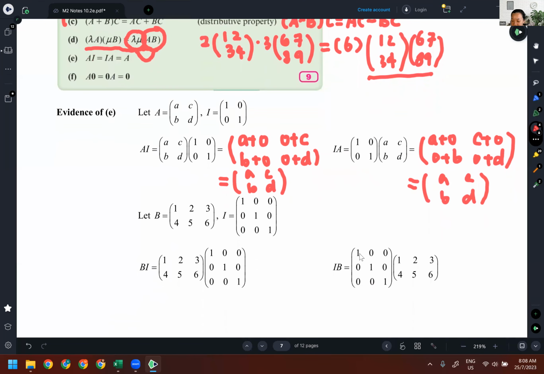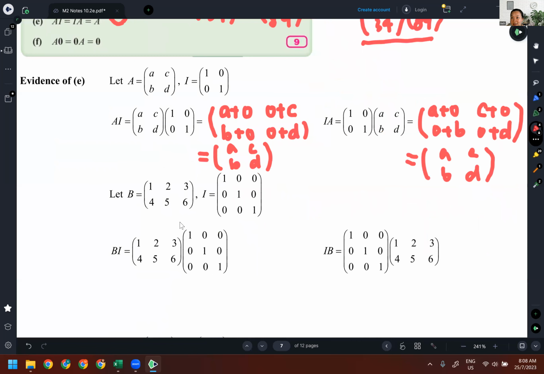Another piece of evidence, of a different size. You see, B is this [1, 2, 3, 4, 5, 6]. I is the identity matrix. Let's verify if B times I equals B. Right?